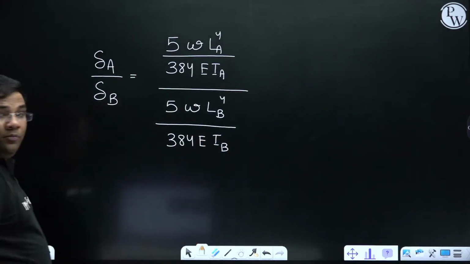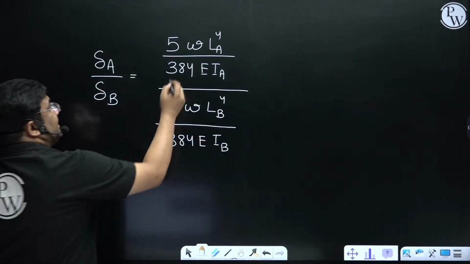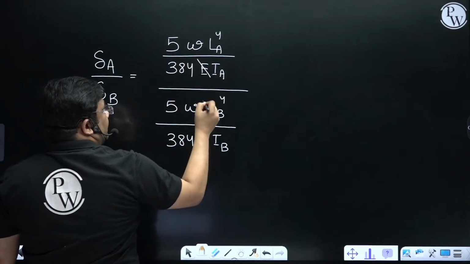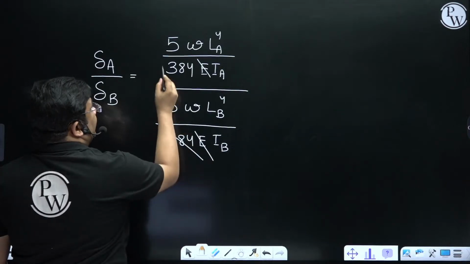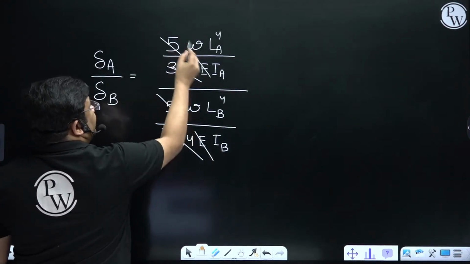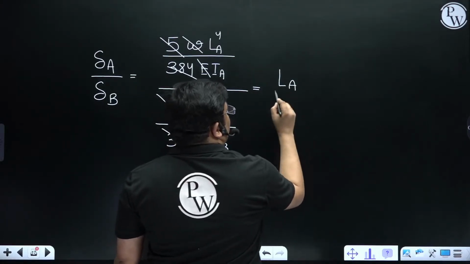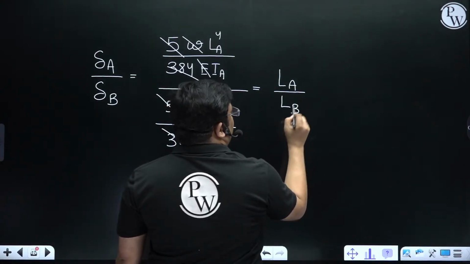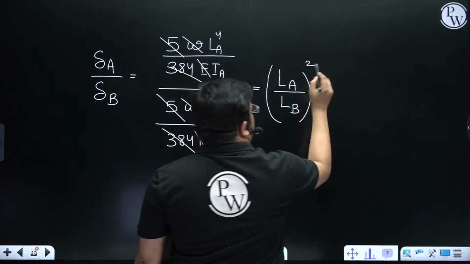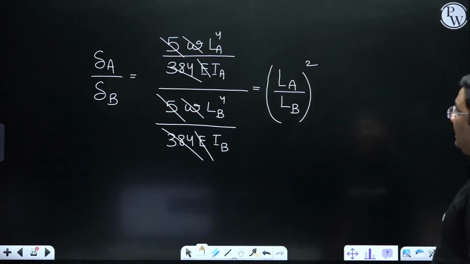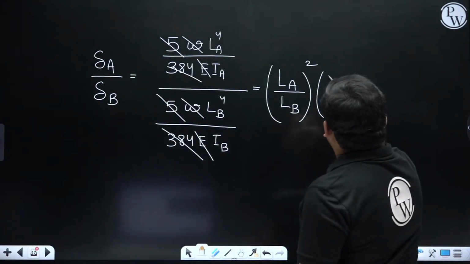Right? Now the material is the same. Material is the same means what? E gets cancelled, 384 gets cancelled, 5 gets cancelled, loading is the same. So this becomes LA by LB whole square, LA by LB whole square. Then what?